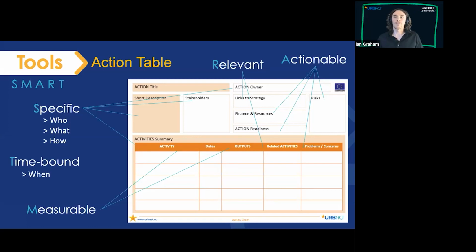And then time bound, probably the most obvious one. Obviously the dates column is a key thing there, but you can also include dates in other parts of it. You can have dates in the description if you've got particular targets there and so on. So that's how it all fits together with the SMART principles.